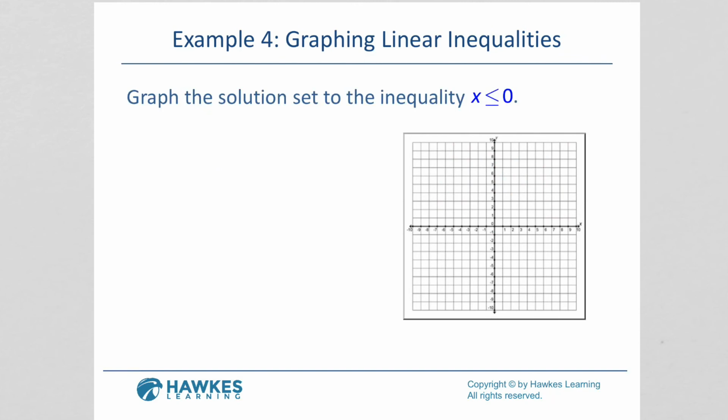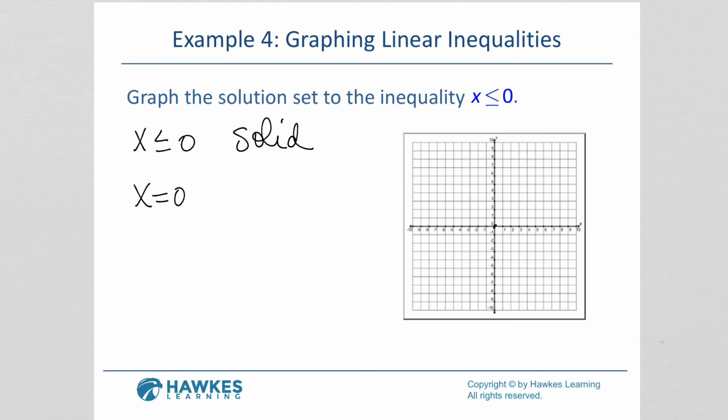And here's our example 4. And we have graph the solution set to the inequality x less than or equal to 0. Once again, we have a special line. Now, the last example only had the y value in it, and it was a horizontal line. So this one's going to be a vertical line. My first question always is solid or dashed. Since it's less than or equal to, we're going to have a solid line. And in this case, this is basically telling me that x has to always be 0.